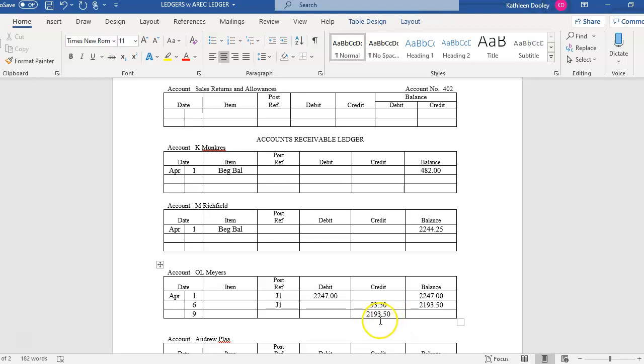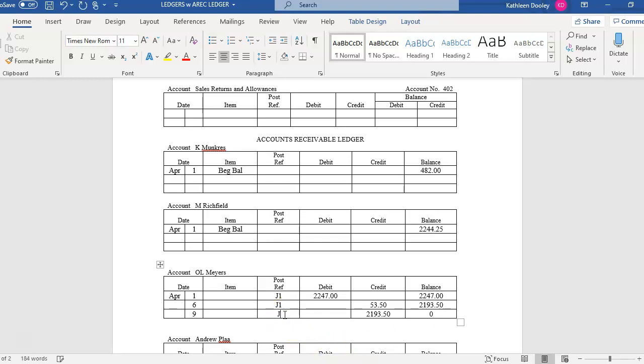2193.50 minus 2193.50 is 0. I asked myself, does this make sense? Did he pay us off? Yes, he paid us off. So yes, it makes sense that he should have a 0. If you take your balance minus that credit and you get something other than 0, and you know he paid us off and he doesn't owe us anything more, that better be a 0. Okay? And if it isn't, then you did something wrong somewhere along the line.